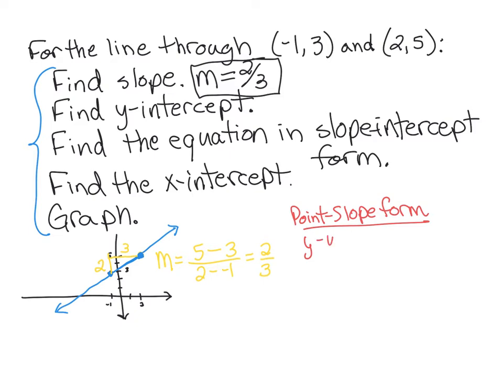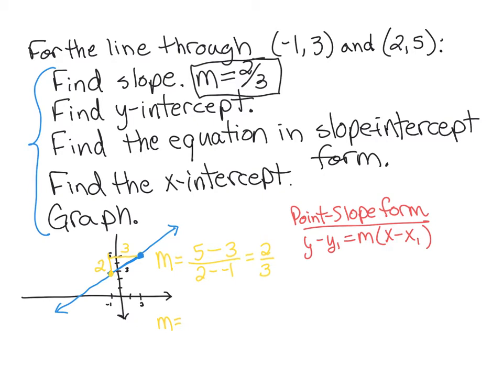Y minus the y value of a point equals the slope times x minus the x value of one of the points. Now, again, you get to choose which point is 1 and 2. All right? Look at this slope over here. What if I had started with the other point? What if I had started with this?